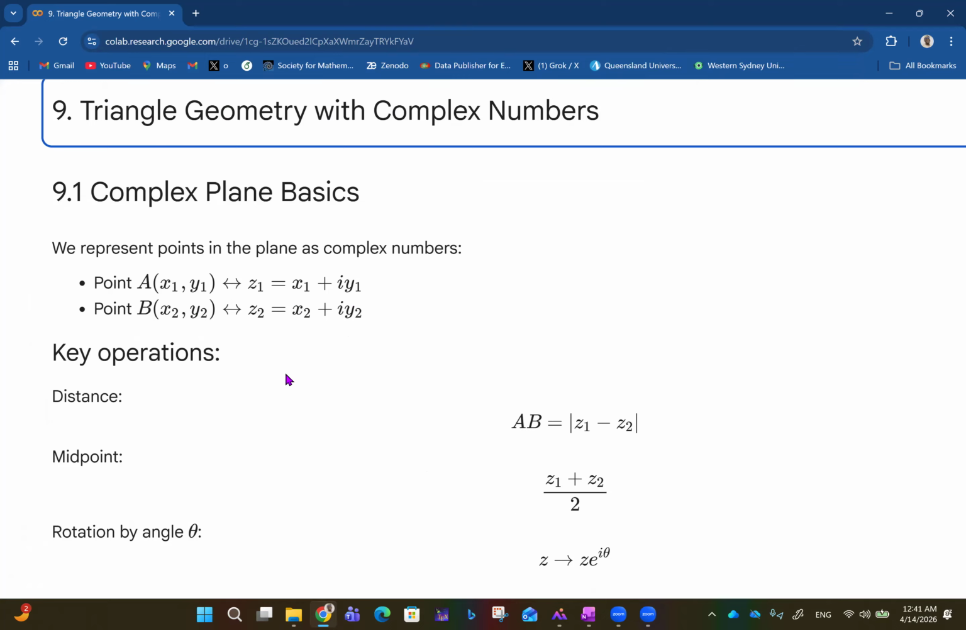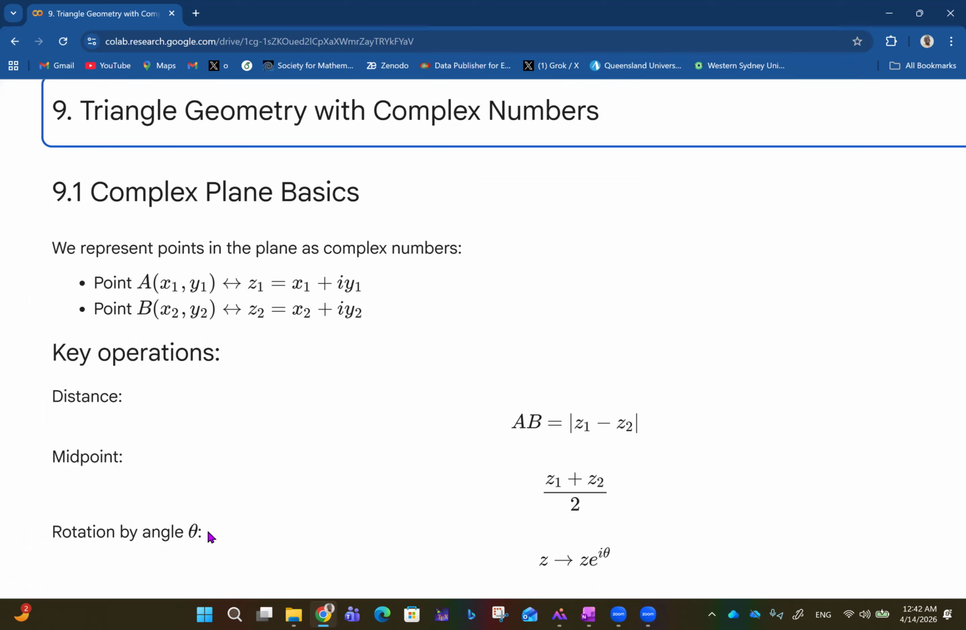We have key operations, starting with distance. If you have z1 and z2, the distance between them, AB, is the absolute value of z1 minus z2, and it will be the same as z2 minus z1. I'm going to give a bonus proof later, with the solutions to the problems at the end, showing that the absolute value of z1 minus z2 is equal to the absolute value of z2 minus z1. And for z1 and z2, the midpoint is (z1 + z2) divided by 2.